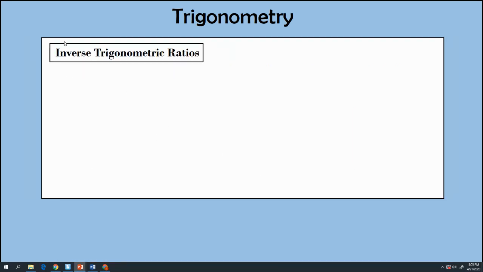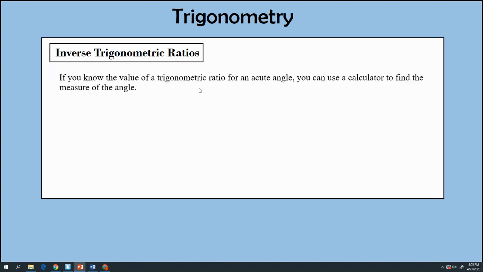Okay, now we're going to talk about the inverse trig ratios. And every mathematical operation has an inverse, right? The inverse of addition is subtraction. The inverse of multiplication is division. The inverse of squaring a number is to take the square root of the number. Well, the inverse in trigonometry is exactly what you think it is. It's the inverse of the function.